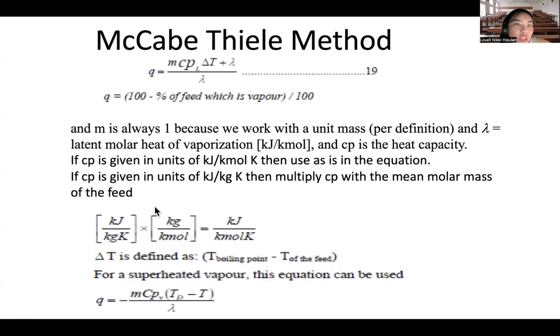So here, you can use this equation to determine your Q. Q is equal to M Cp of your liquid delta T plus gamma, divided by gamma. M is always 1 because we work with unit mass. Gamma is your molar latent heat of vaporization. Cp is the heat capacity. The unit of your heat capacity should be kJ per kmol, and then multiply it with the mean molar mass of the feed to get it in kJ per kg Kelvin. Delta T here is the T of the boiling point minus the T of your feed. For a superheated vapor, you can use this equation as well.